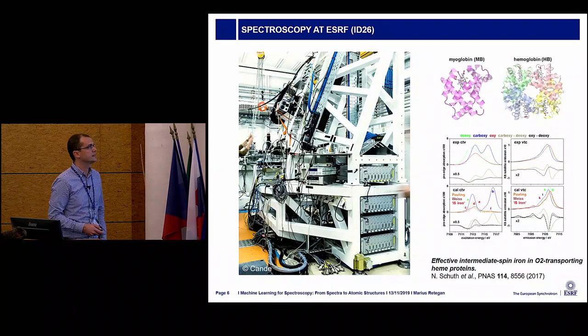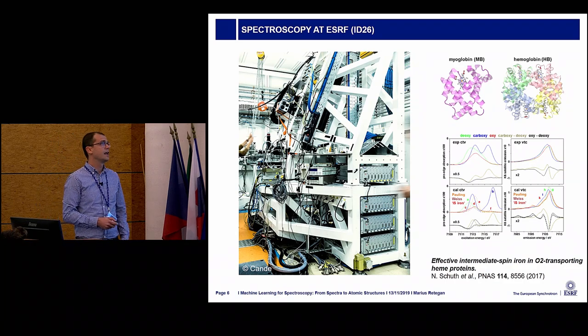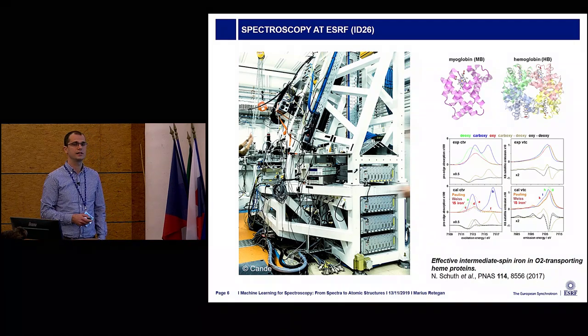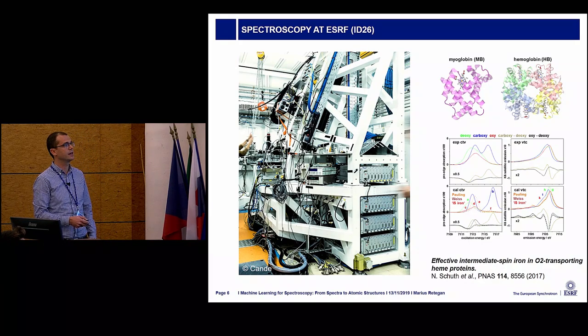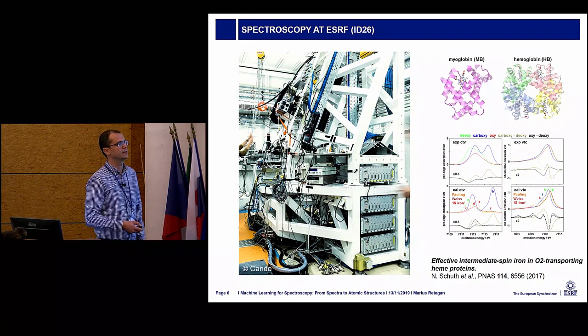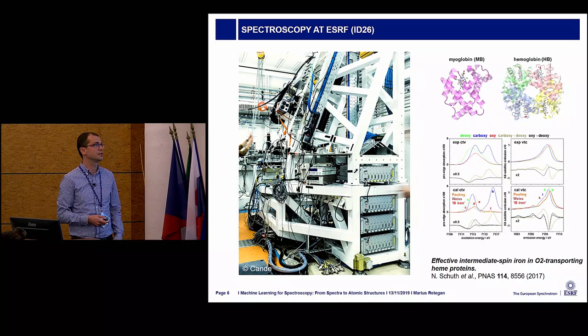And finally, a third example is the X-ray emission spectrometer on ID26. This has a long history of being used to study the electronic structure of very complex biomolecular systems. And again, an example here is a study where they use X-ray emission spectroscopy to get insights into the spin of iron in heme proteins that are responsible for oxygen transport.